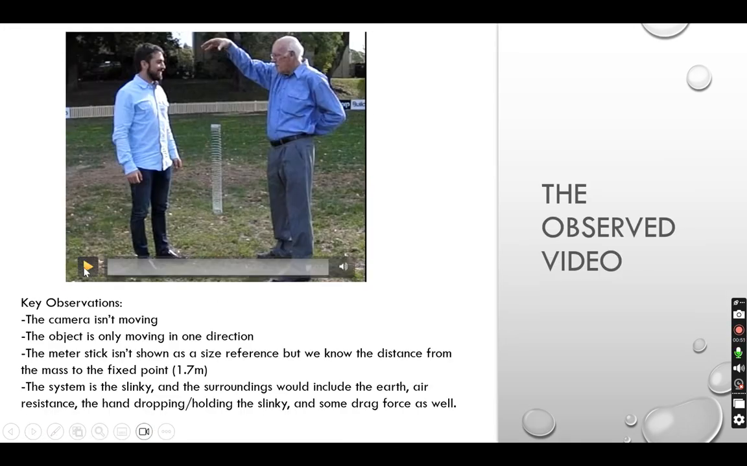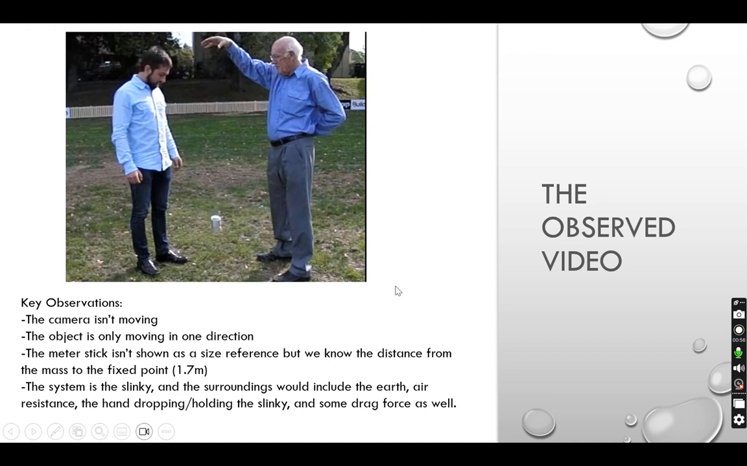The observed video will be shown here, and some key observations about this video are that the camera isn't moving, the object is only moving in one direction, and the meter stick isn't shown as a size reference, but we know the distance from the mass to the fixed point by the height of the guy. The system is the slinky, and the surroundings would include the earth, air resistance, the hand dropping or holding the slinky, and some drag force as well.